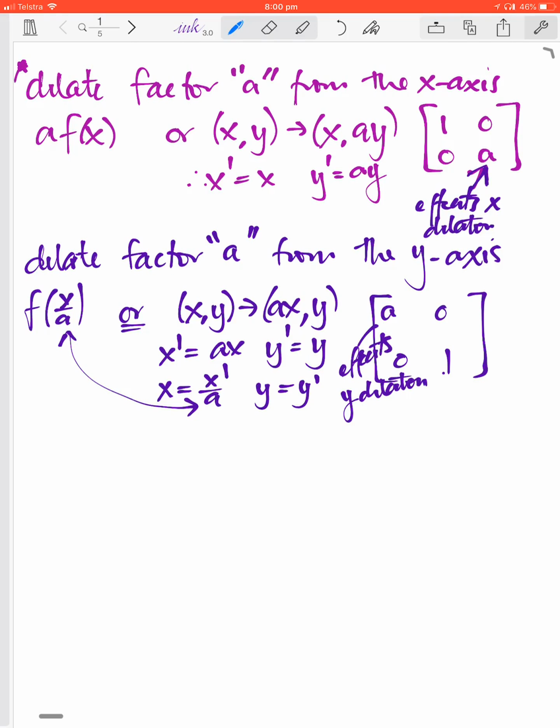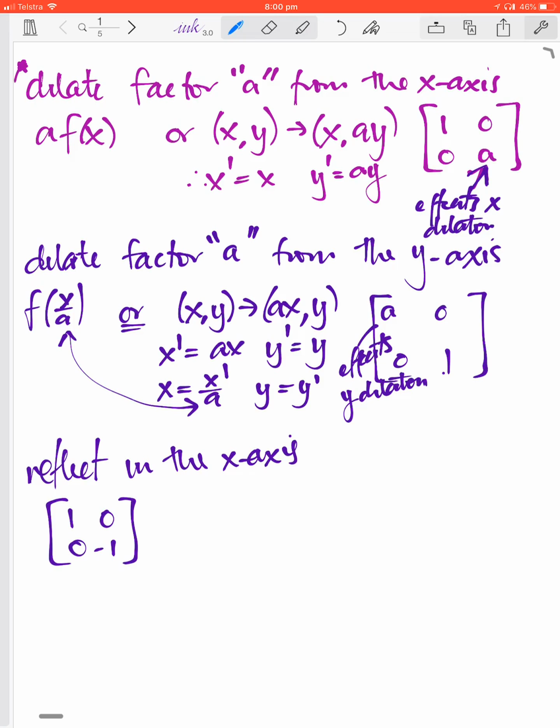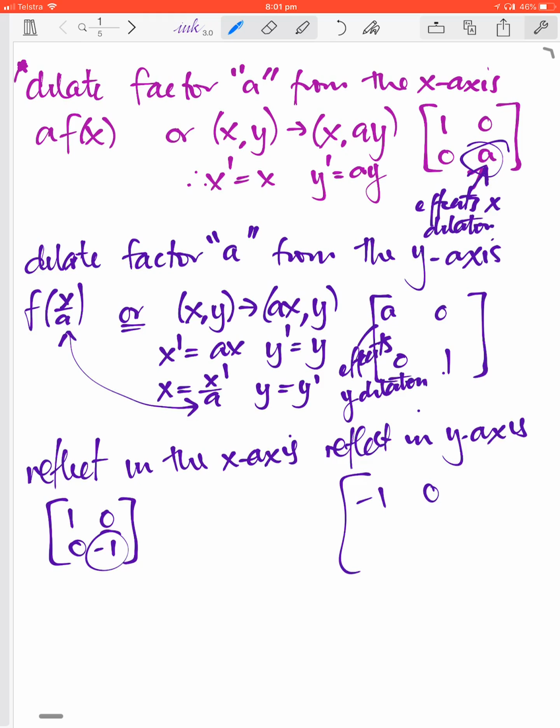The only other thing you can really do with these matrices is if you want to reflect it in the x-axis. So if you want to reflect in the x-axis, then you get 1, 0, 0, negative 1, because we know this value here is what affects y values. So if you put a negative there, it'll reflect it in the x-axis. If you want to reflect it in the y-axis, we're going to get negative 1, 0, 0, 1, because we know that's going to affect our x values.